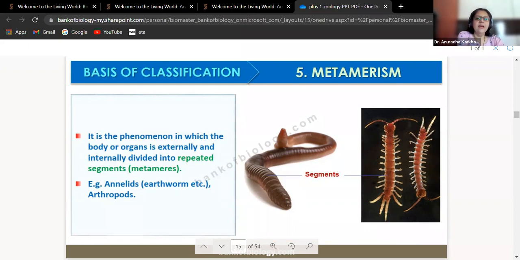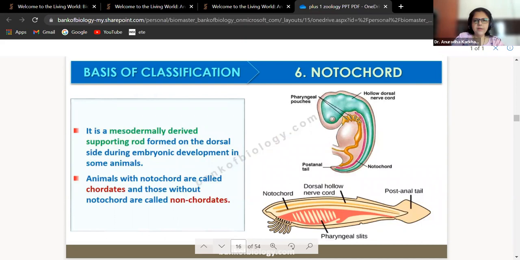Okay. Example, annelids like earthworm and arthropods. Not all, but many of the arthropods are going to have a metameric segmentation. ठीक है? तो ये देखो, ये बाहर से आपको दिख रहे हैं segments, earthworm के ऊपर से, और ये internally भी हैं, ये internal segments भी. ठीक है? That is going to be your metamerism. Earthworm internal. Yeah.